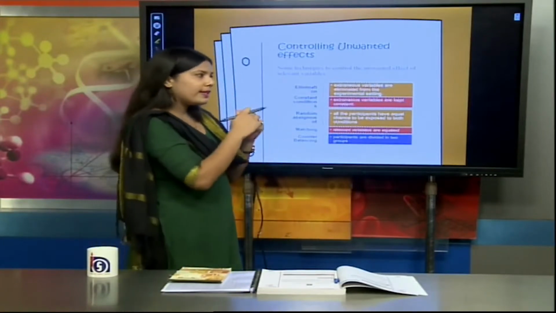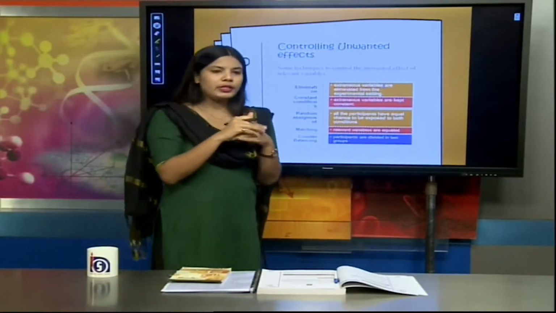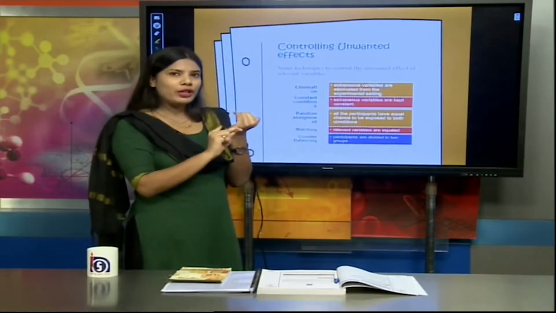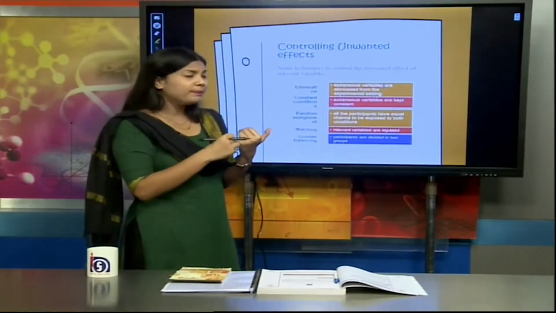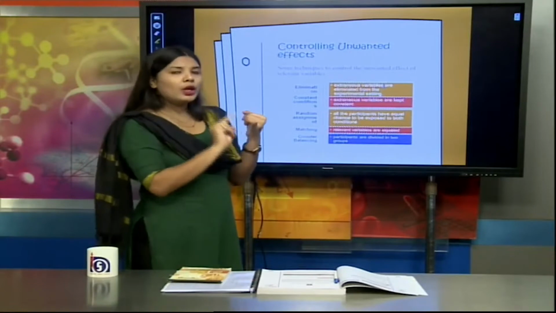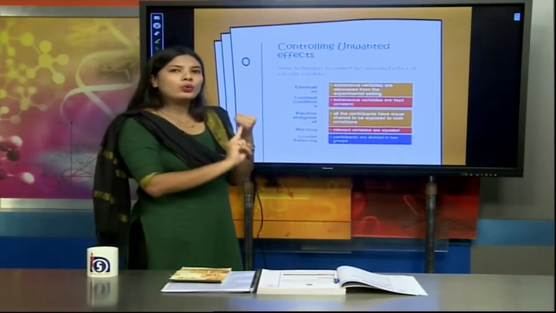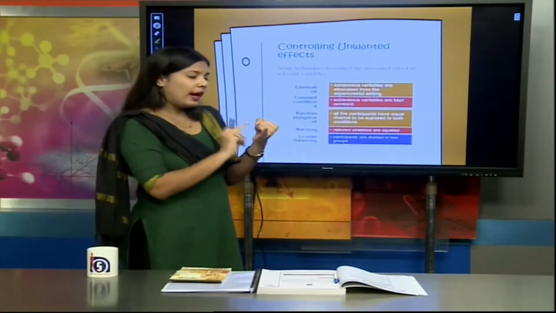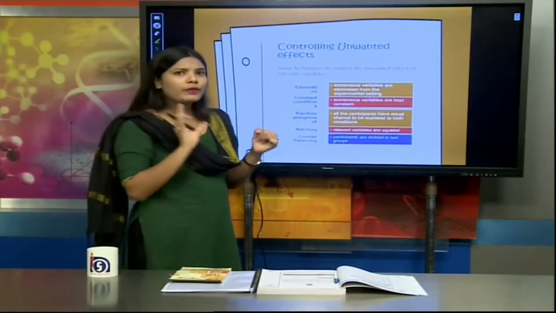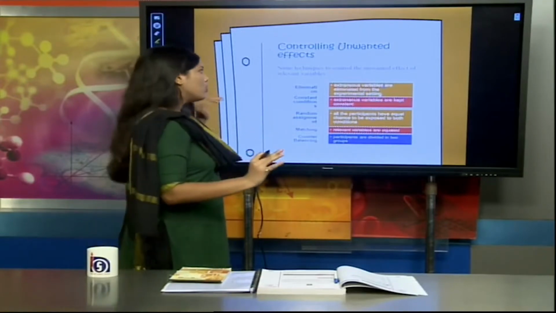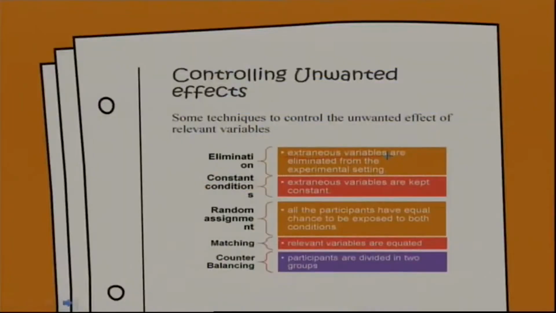So as a researcher, we should make sure that when our subject comes for the research study, we provide them with a proper sitting space, a room that is properly lit, and a noise-free surrounding. So this is elimination, and that is how we do elimination.